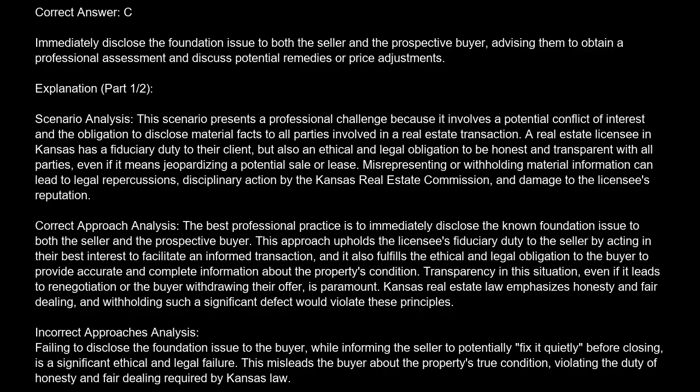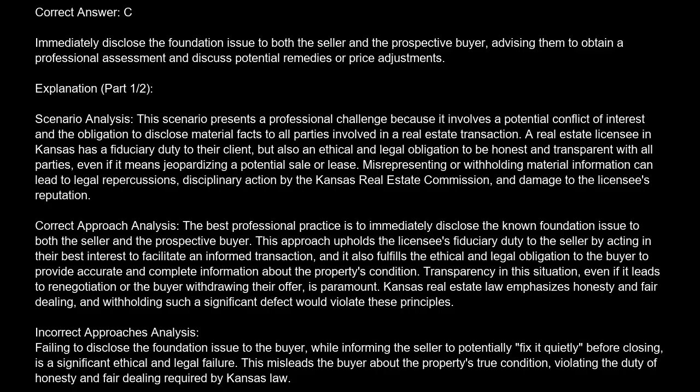Correct approach analysis. The best professional practice is to immediately disclose the known foundation issue to both the seller and the prospective buyer. This approach upholds the licensee's fiduciary duty to the seller by acting in their best interest to facilitate an informed transaction, and it also fulfills the ethical and legal obligation to the buyer to provide accurate and complete information about the property's condition. Transparency in this situation, even if it leads to renegotiation or the buyer withdrawing their offer, is paramount. Kansas real estate law emphasizes honesty and fair dealing, and withholding such a significant defect would violate these principles.